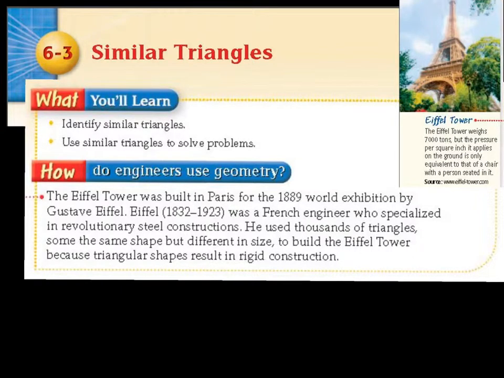And I thought it was interesting, under the picture of the Eiffel Tower, they said the Eiffel Tower weighs 7,000 tons, but the pressure per square inch it applies on the ground is only equivalent to that of a chair with a person seated on it.